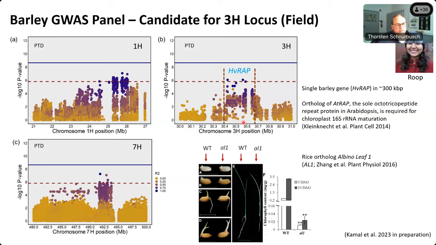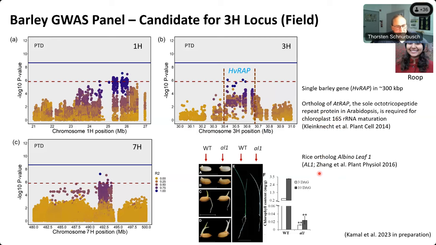And in this interval, we only had one high confidence gene and two additional low confidence genes. And the high confidence gene was related to an Arabidopsis gene, which has been already described before. It's called Arabidopsis RAP, and it's an octotricopeptide repeat protein in Arabidopsis, and it seemed to be involved in chloroplast maturation. And the corresponding publication was in Plants in 2014. And that was certainly a good candidate, since we have this link with chloroplast development.